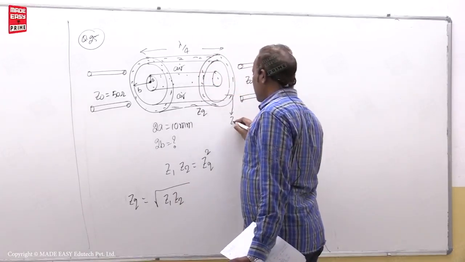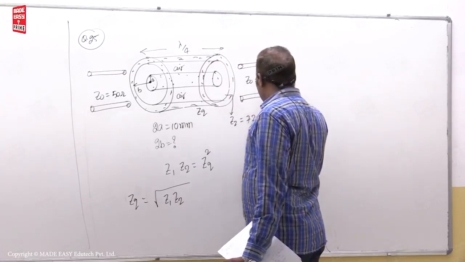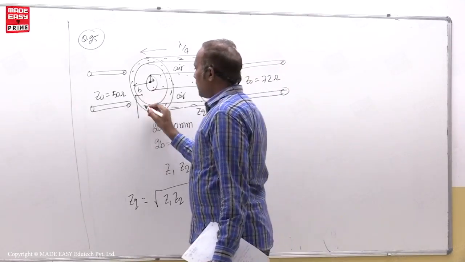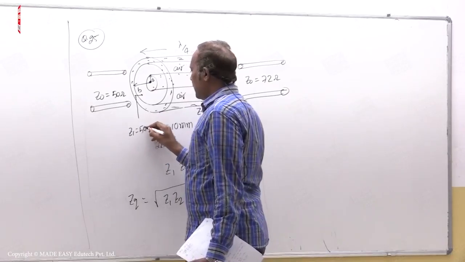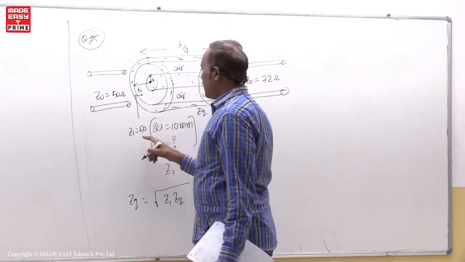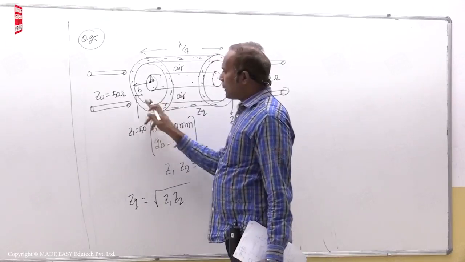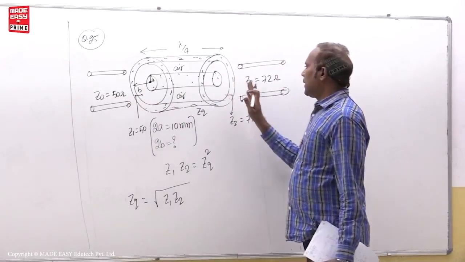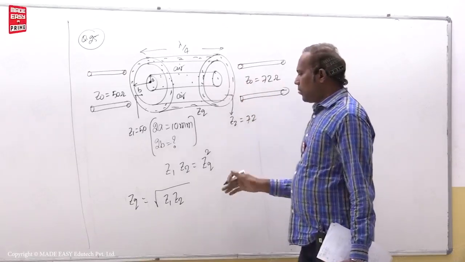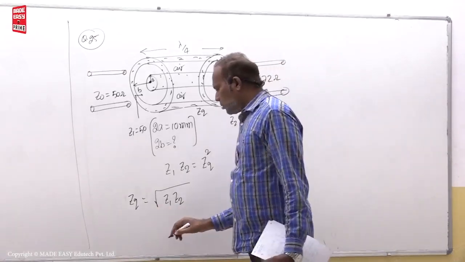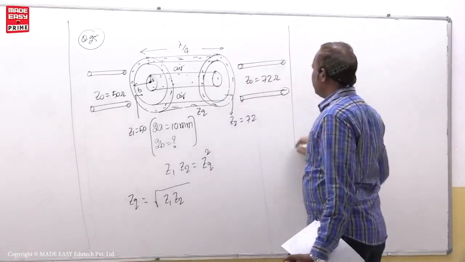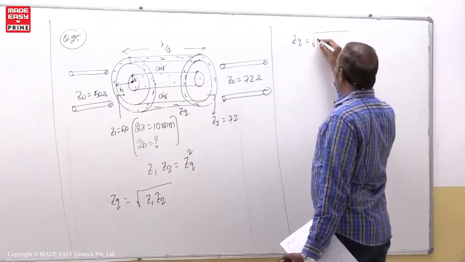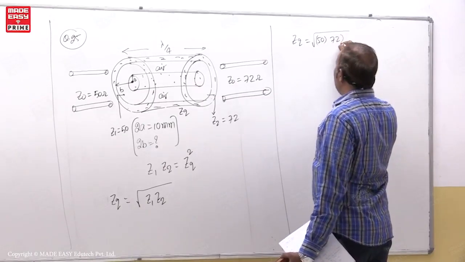Here output impedance Z2 is equal to 72, then only matching is done. Then input impedance of this is equal to 50, then only matching is done here. So if input impedance is 50, then matching is done. If output impedance is 72, then matching is done. Now here ZQ is equal to root of Z1 into Z2. So ZQ is equal to root of 50 into 72.